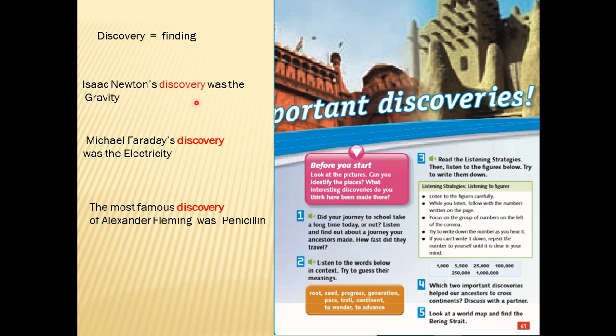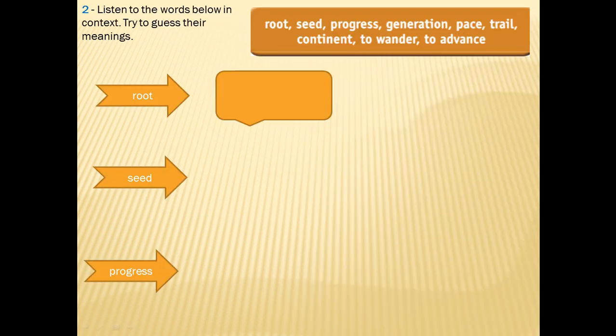إسحاق نيوتن discovery. Michael Faraday's discovery was the electricity. The most famous discovery of Alexander Fleming was penicillin. The discovery of Alexander Fleming was the penicillin. اكتشاف. Go now to the next page.